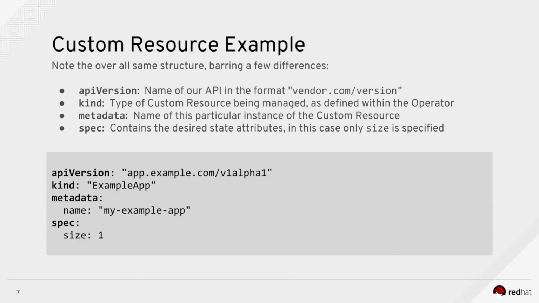This is basically the resource, or the application-level resource, that the operator is managing for us. Custom resource example: here, as in the pod definition we've shown earlier, you'll notice the same structure. So all these elements are pretty much in every Kubernetes resource. You have the API version here in the format of just a vendor organization website/version. Here we have app.example.com/vendor v1alpha1.